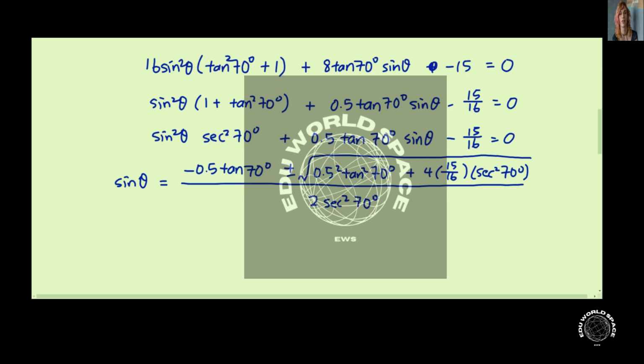So if you calculate this, you get sine theta is equal to 0.260 or negative 0.42. So this is not applicable. So sine theta is 0.260. Theta is equal to 15.1 degrees. So this is the answer.